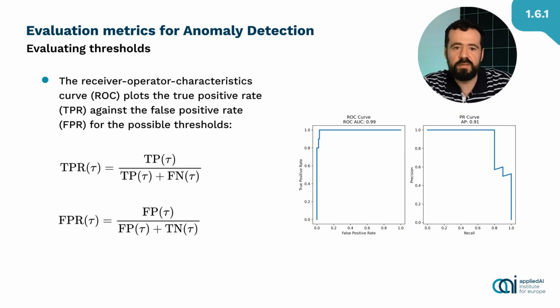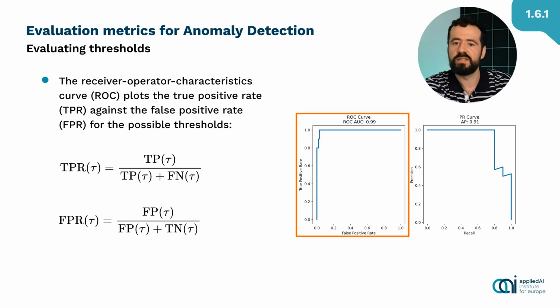Another important curve is the so-called receiver operator characteristics, or ROC curve, which plots the true positive rate for a given threshold against the false positive rate for a given threshold, where the true positive rate is defined as the number of true positives divided by the sum of true positives and false negatives, and the false positive rate is the number of false positives divided by the sum of false positives and true negatives.